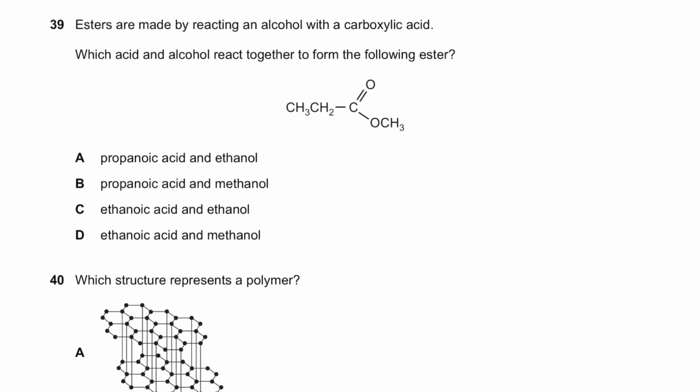Question 39. Esters are made by reacting an alcohol with a carboxylic acid. Which acid and alcohol react together to form the following ester? This is the carboxylic acid part, and this is the alcohol part. Just count the number of carbon atoms in each of them. There are 3 for carboxylic acid and 1 for alcohol. Therefore, this ester was made from propanoic acid and methanol.